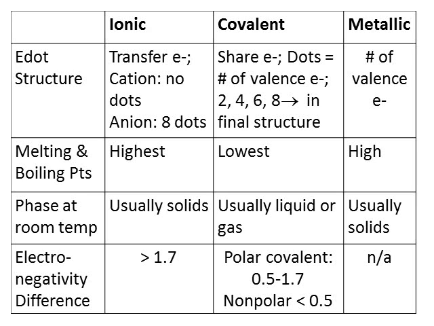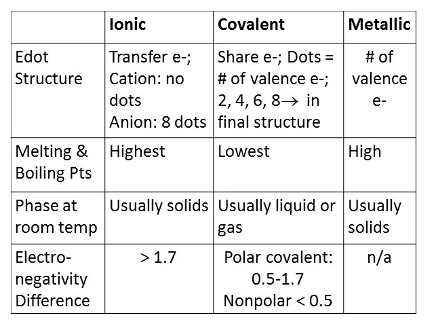In a covalent, the Lewis dot or electron dot structure shares electrons. The dots are going to equal the number of valence electrons, and you're going to have 2, 4, 6, or 8 in that final structure depending upon what element is used. For metallic, you simply draw the number of valence electrons.